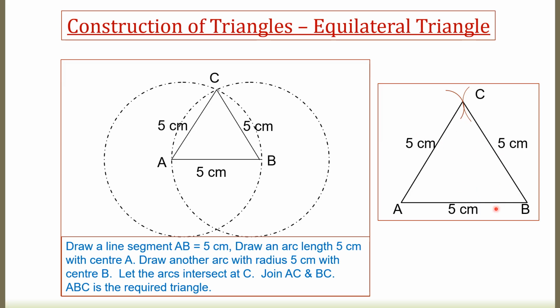Draw a line segment AB 5 cm. With A as center and 5 cm as radius, draw an arc. With B as center and again 5 cm as radius, draw another arc. The two arcs will intersect at a point and mark it as C. Now join AC and BC. ABC is the required triangle.